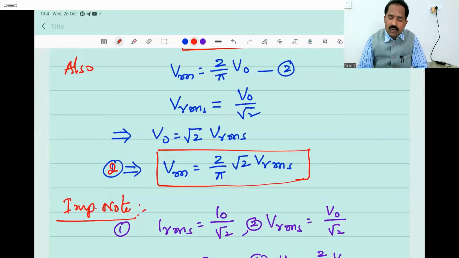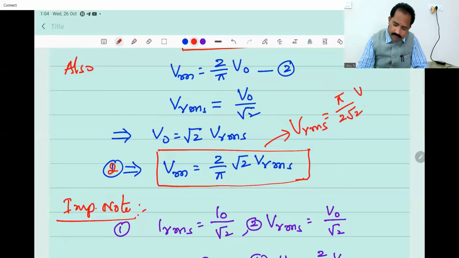See, if VRMS is given you can find Vm, and if Vm is given you can find VRMS. Rearrange it. For example, if I want VRMS, you can write VRMS is equal to pi divided by 2 root 2 into Vm. Look at that. So VRMS is equal to pi by 2 root 2 into Vm. That's it. We use this as well. You should not get confused. In physics you must always understand. Don't go to memorize everything. You must understand and better keep it in mind.